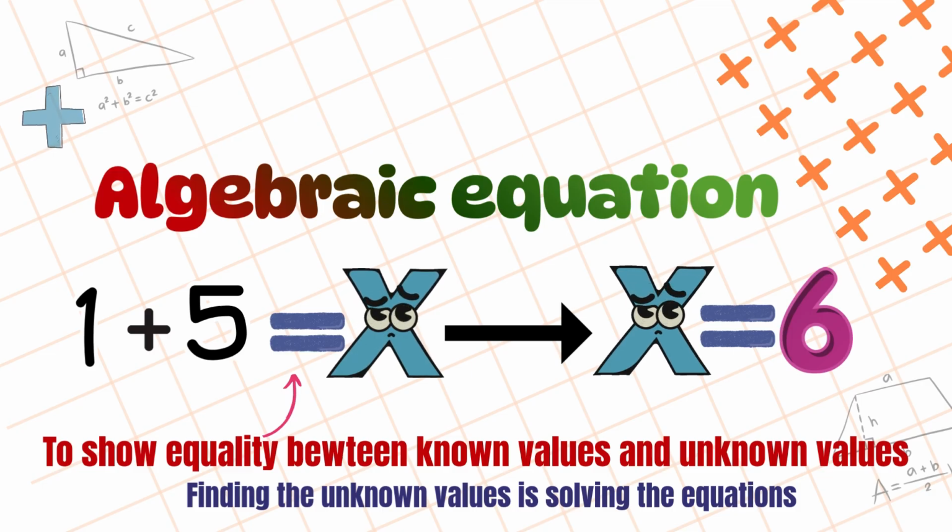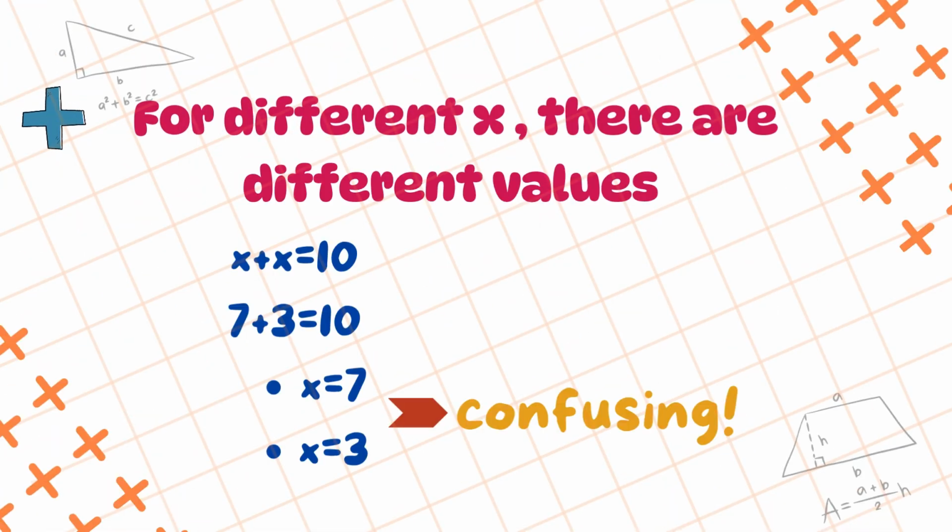Now we can solve it. 1 plus 5 equals x, so x equals 6. That's the power of algebra. It helps us find the unknown. But what if we have more than one unknown?